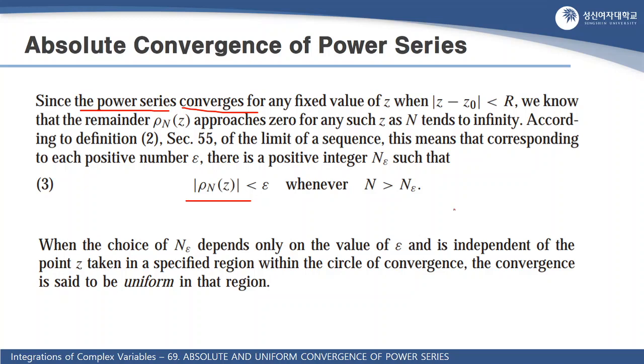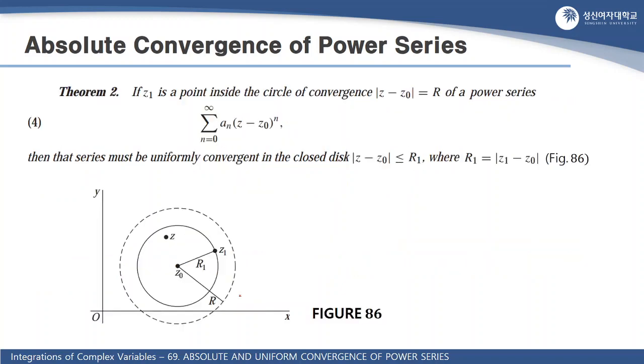When the choice of N sub epsilon depends only on the value of epsilon, and it is independent of the point z taken in a specified region within the circle of convergence, the convergence is said to be uniform in that region. Here is another term, uniform, that appears.